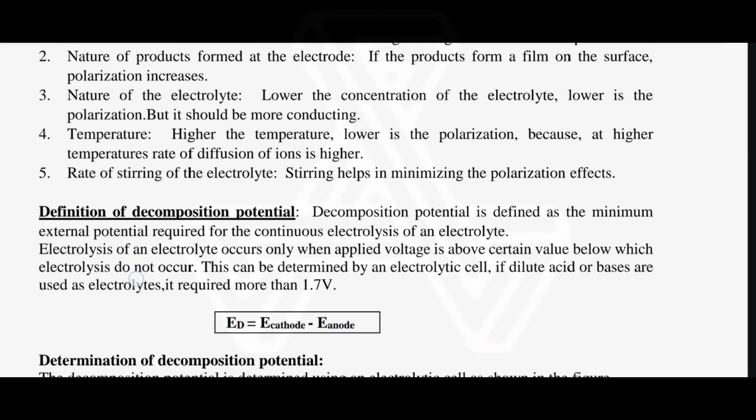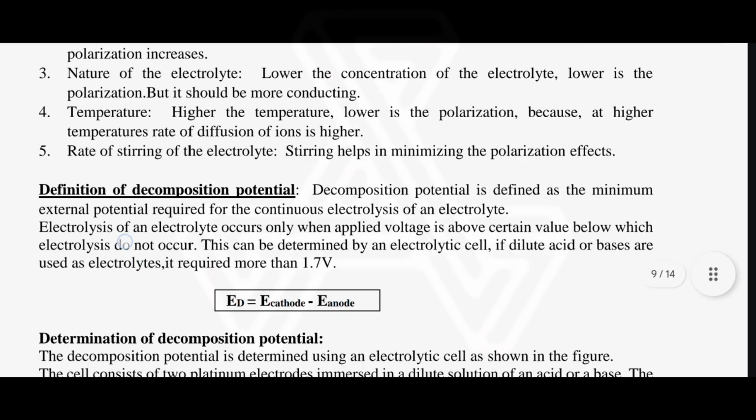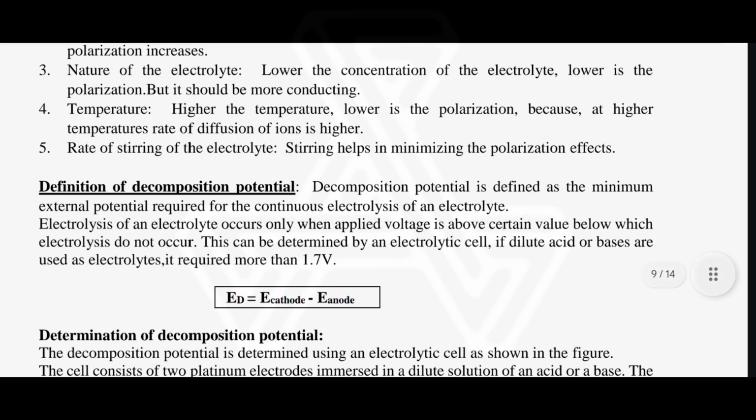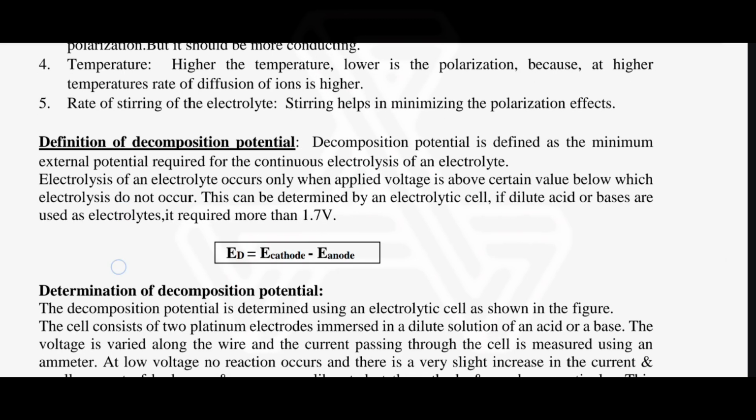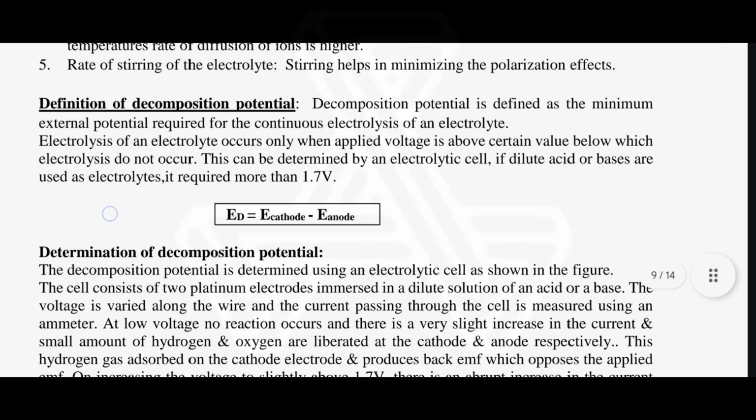Nature of the electrolyte: the lower the concentration of the electrolyte, the lower is the polarization, but it should be more conducting. Temperature: the higher the temperature, the lower is the polarization, because at high temperatures the rate of diffusion of ions is higher. Rate of stirring of the electrolyte: stirring helps in minimizing the polarization effects.